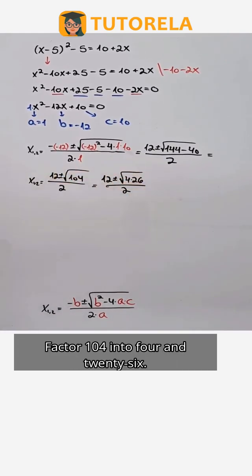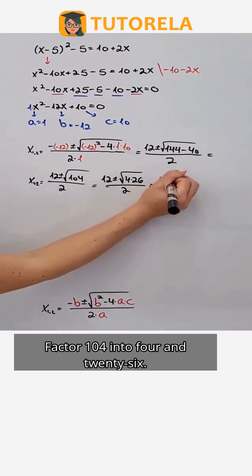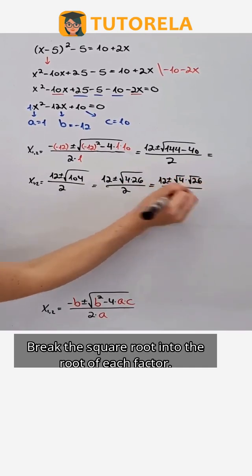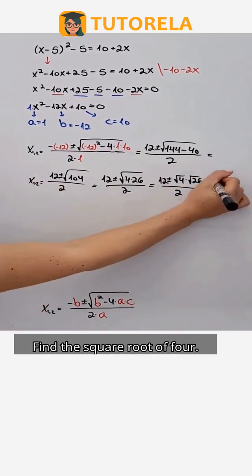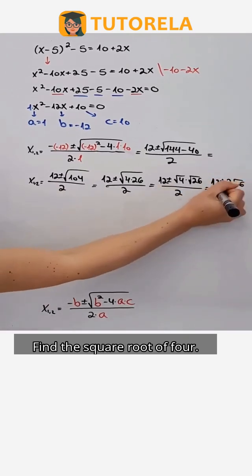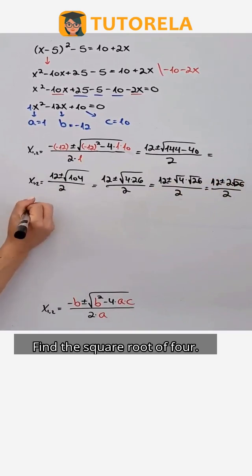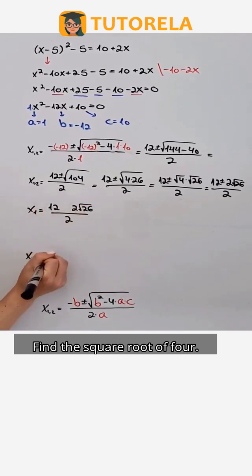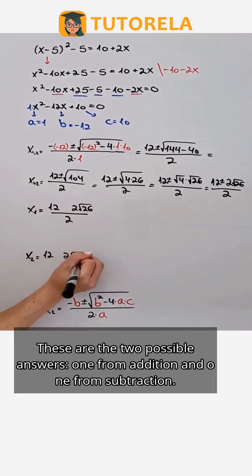Factor 104 into 4 and 26. Break the square root into the root of each factor. Find the square root of 4. These are the two possible answers, one from addition and one from subtraction.